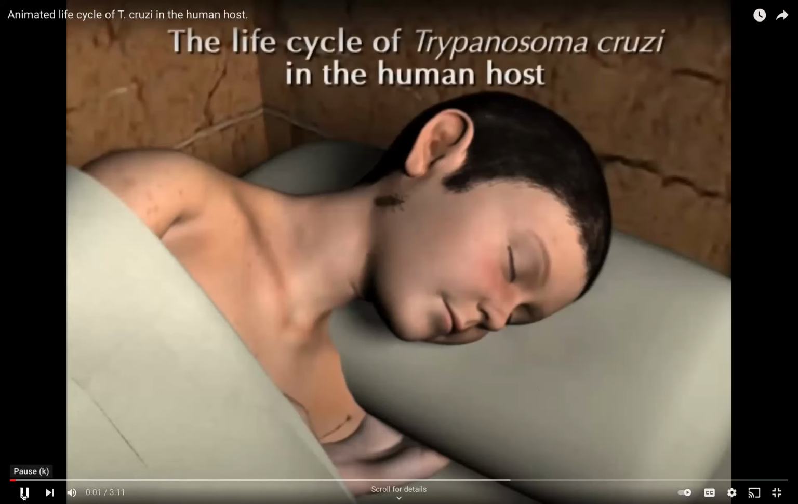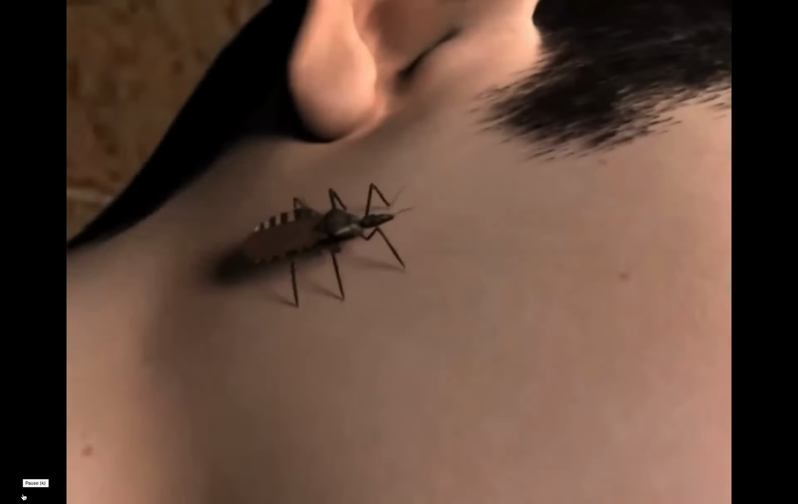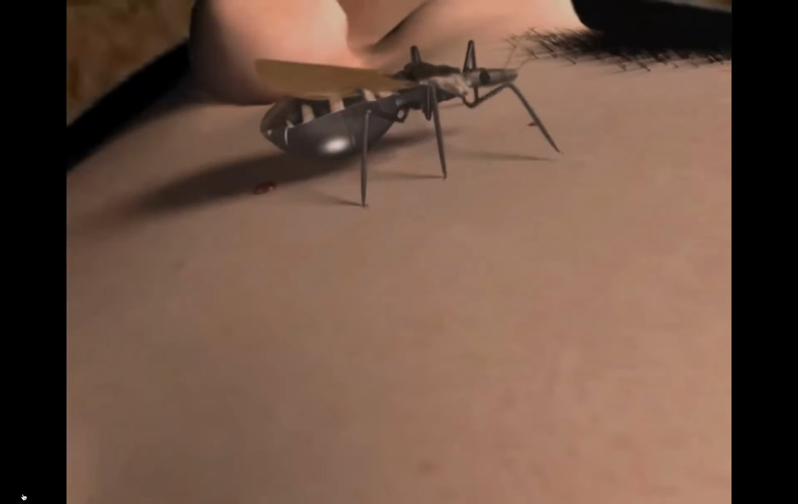Life cycle of Trypanosome cruzi in the human host. In this video, we see the life cycle of Trypanosome cruzi in the human host. The trypanosome life cycle begins with the triatomine insect, which is infected with T. cruzi, biting a human host. Following the ingestion of blood, the metacyclic trypamastigotes are released with the feces from the insect near the area of the bite.